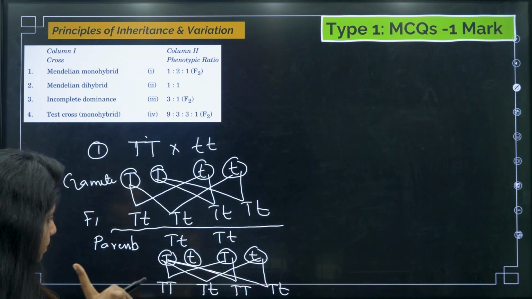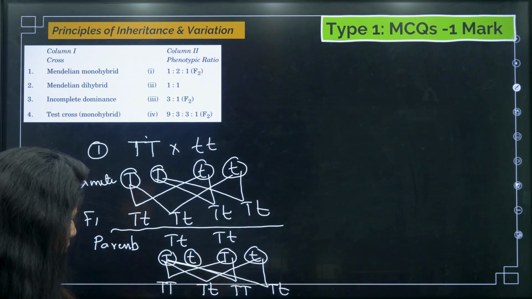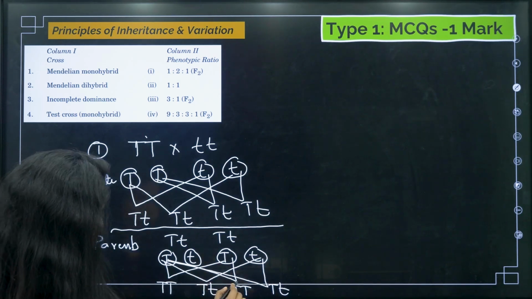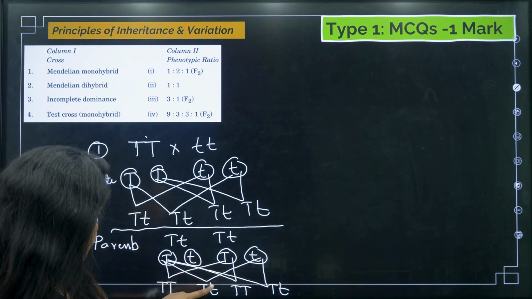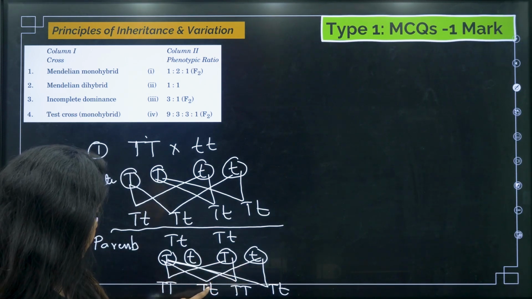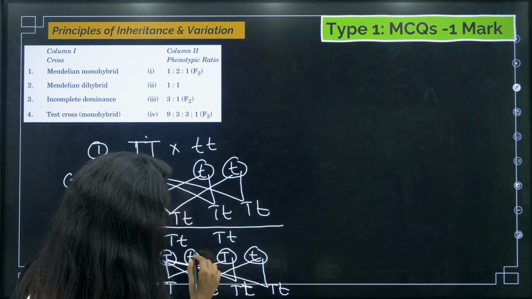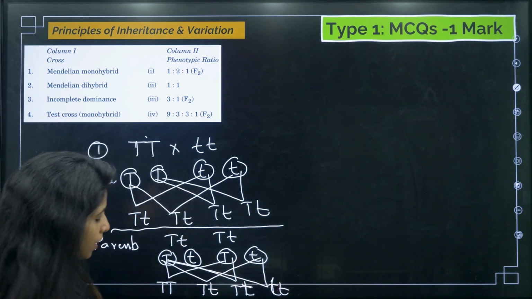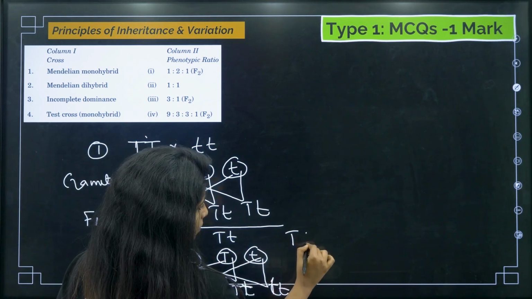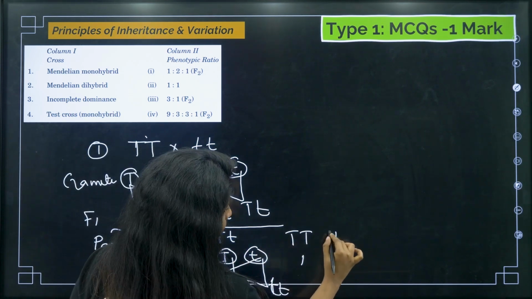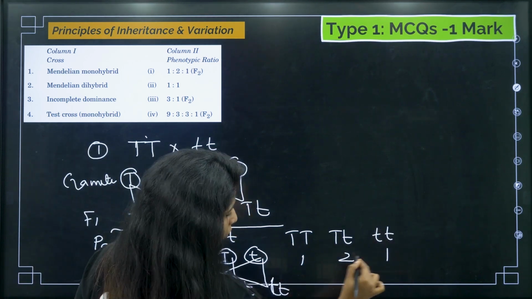Just a second, okay. Fuse this with this, I get capital T small t. When I fuse with this, I get capital T small t. And if I fuse this with this, I get small t small t. So over here I see capital T capital T is 1, capital T small t, 2 of them are there, and small t small t, 1 of them is there.